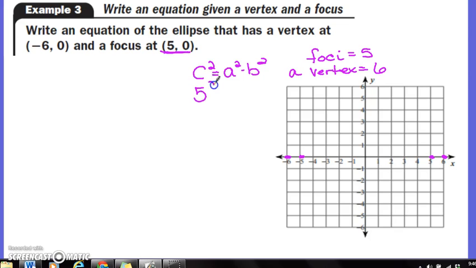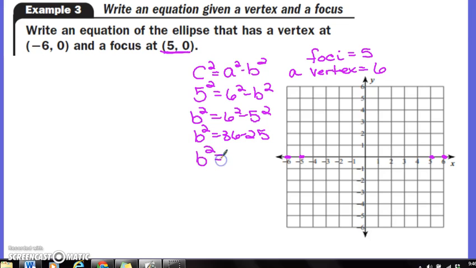So we're going to say 5 squared equals 6 squared minus b squared. So b squared equals 6 squared minus 5 squared, so b squared equals 36 minus 25, so b squared is going to equal 11. So b equals the square root of 11, which you have to get a calculator and approximate. Let me go over here and get it. The square root of 11 is approximately 3.3. So we're going to have 3.3 up and then 3.3 down.